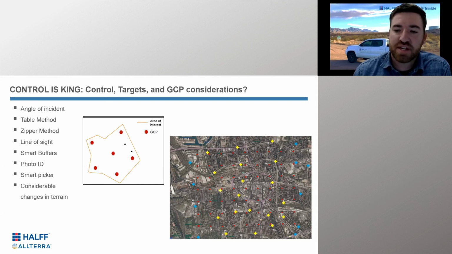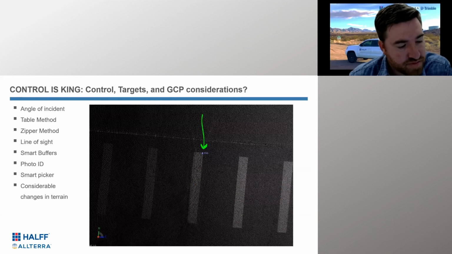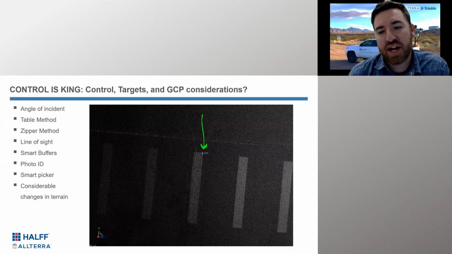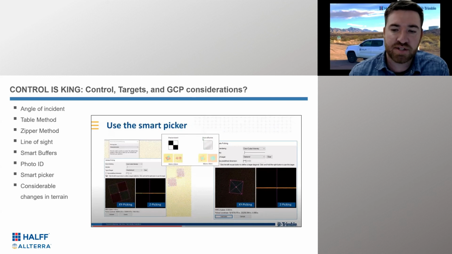So again, just another example of control layout. This one would be for large area mapping, but kind of table method. Photo IDs. The previous presenter I saw had some great photo ID examples, and we are a fan of that, both with aerial, drone, but also mobile mapping. So we try to use existing markings and other existing features when it makes sense on a project to minimize, again, the amount of effort on the roadside.